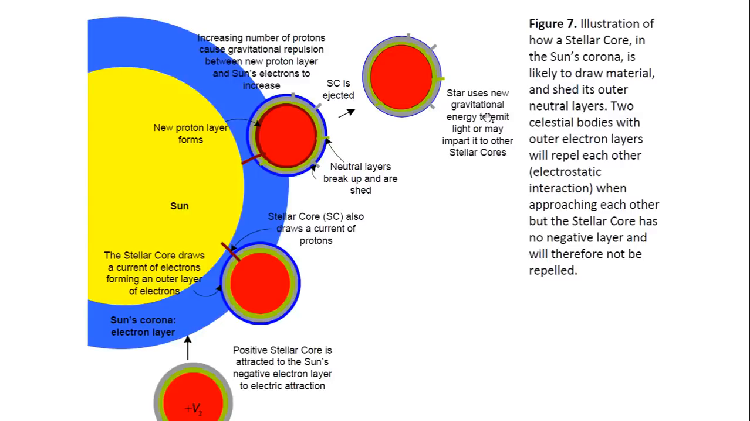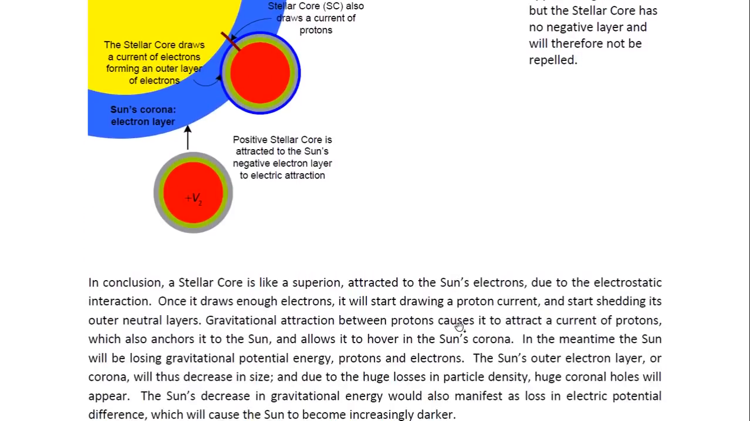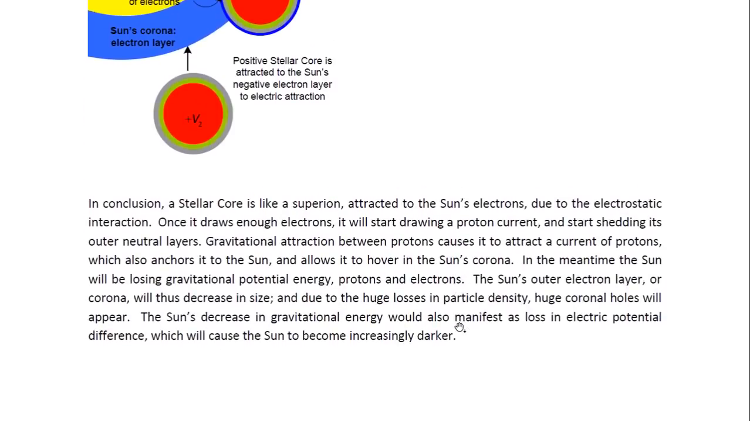In the meantime, it can use whatever energy it has gained to emit light, if that's possible. It may also impart some of that energy to other stellar cores. So in conclusion, a stellar core is like a super ion attracted to the sun's electrons due to the electrostatic interaction. Once it draws enough electrons, it will start drawing a proton current and start shedding its outer neutral layers. Gravitational attraction between protons causes it to attract a current of protons, which also anchors it to the sun and allows it to hover in the sun's corona.